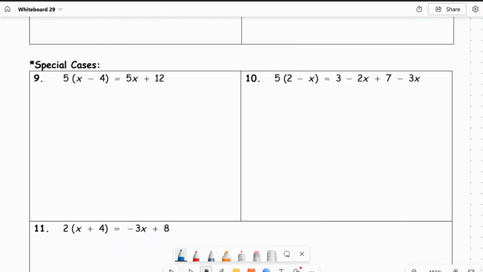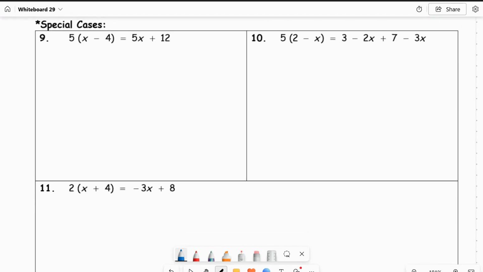So with the special cases, nothing is really too crazy for these. These are just cases where you may get infinite solutions, you may get no solutions, so on and so forth. So your steps stay the same.